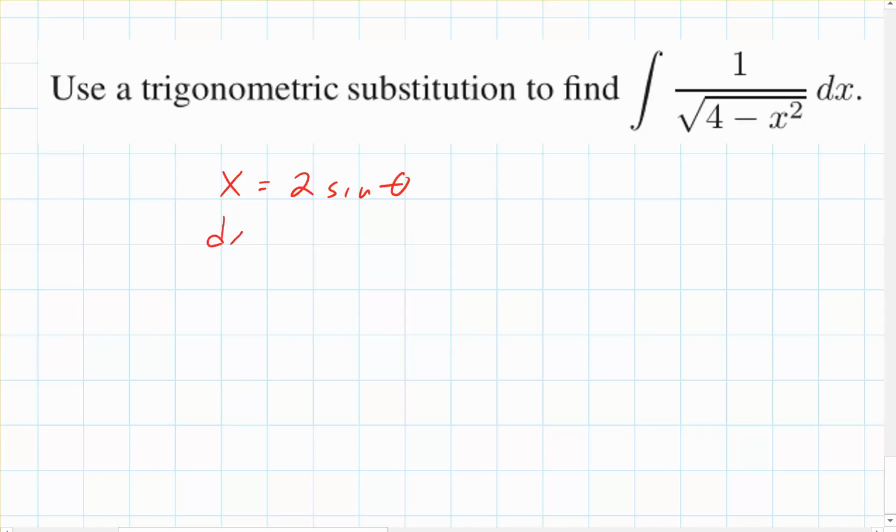When you write this out, it'd be really helpful if you made sure you wrote it as 2 cosine theta d theta, just to be entirely proper here. You continue the substitution and you do end up with something very similar to what we had before, which was arc sine of x over 2 plus c, I think. Arc sine of x over 2.